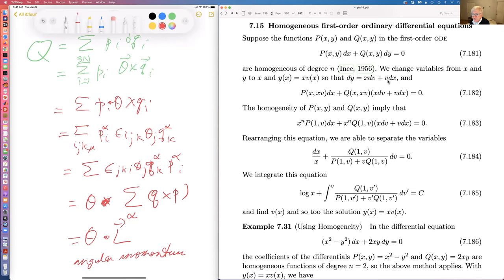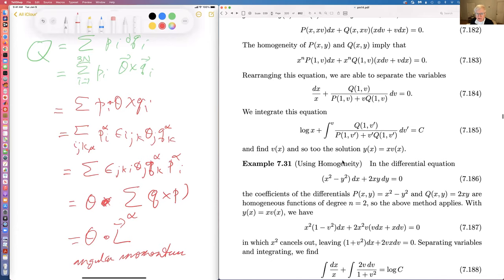And so then you've got P(x, xv) dx plus Q(x, xv), and then dy is x dv plus v dx. That's all equal to zero. Now it's homogeneous, so you pull out the x, and now you have a much simpler equation. You cancel x to the n, and you divide by x to the n plus one, and you get this equation. dx over x is dv times just a function of v, and then you integrate that, and you get a function v of x.